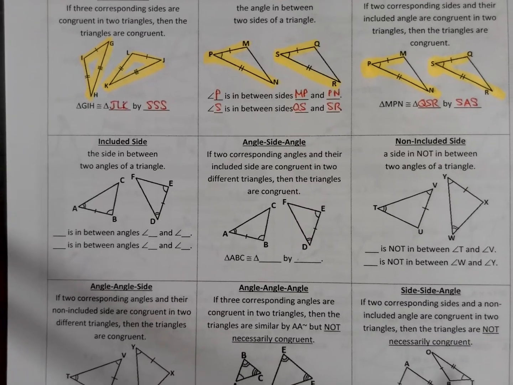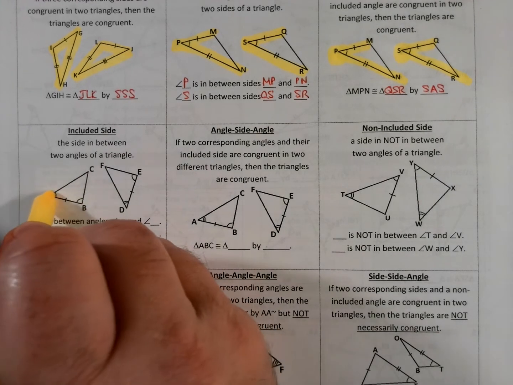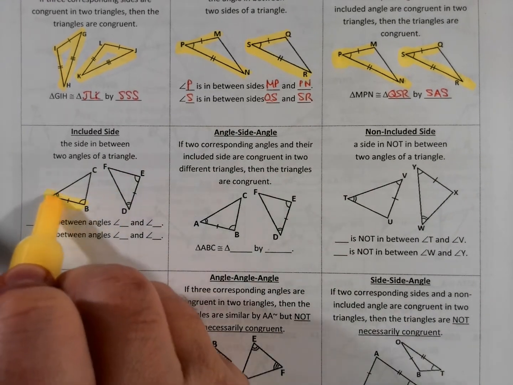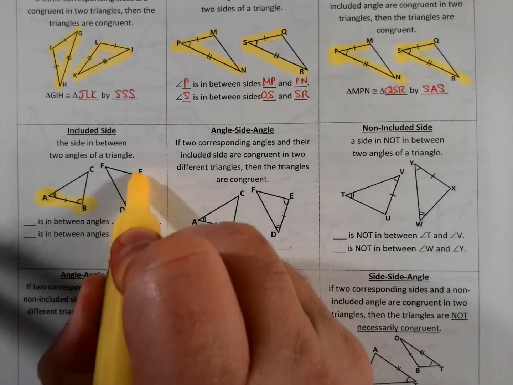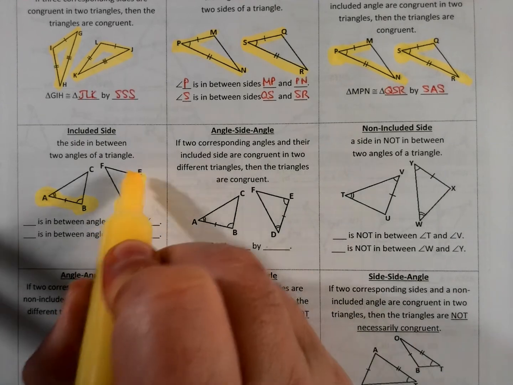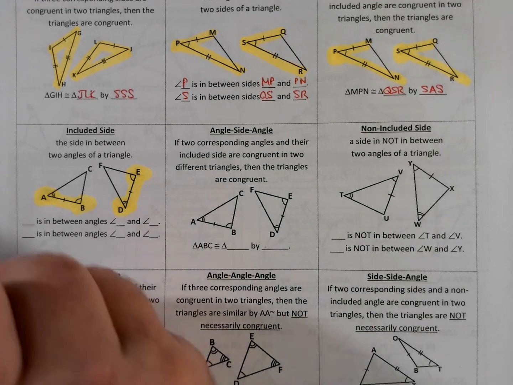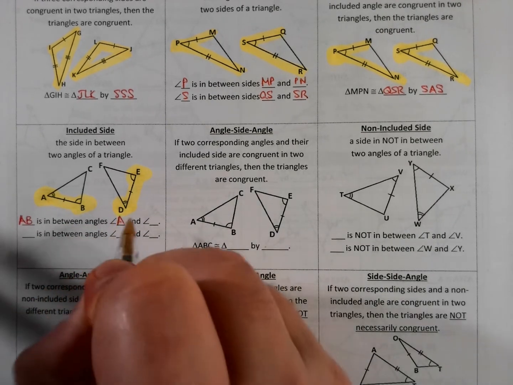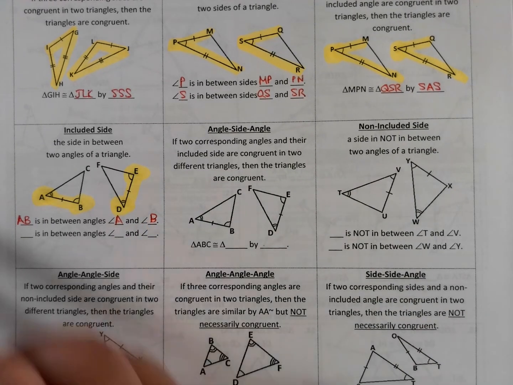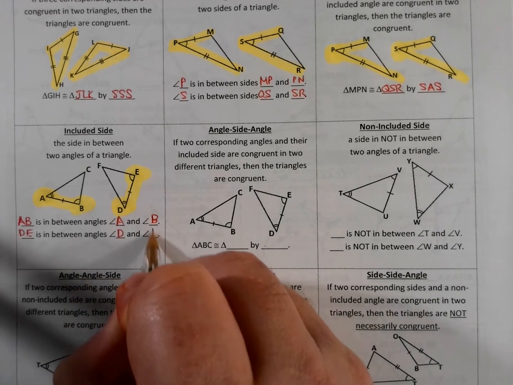Included side, the side in between two angles of a triangle. So here we have AB, and that's in between angle A and angle B. Here we have DE, that's in between angle D and angle E. So AB is between angles A and B. DE is in between angles D and E.